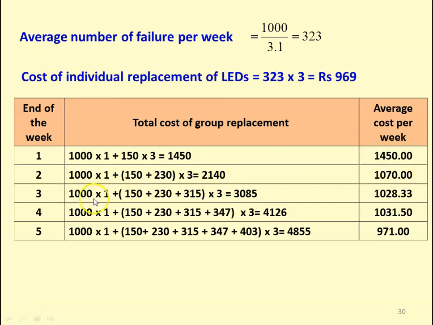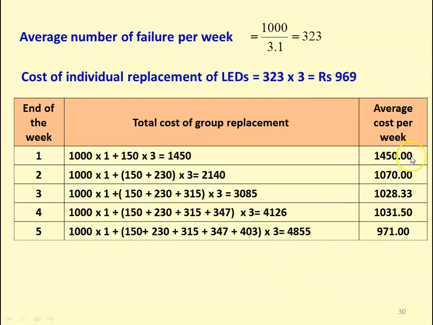And end of the third week, 1000 into 1 plus 150 plus 230 plus 315 into 3 equal to rupees 3085 divided by 3 equal to 1028.33. End of the fourth week, 1000 into 1 plus 150 plus 230 plus 315 plus 347 into 3 equal to 4126 divided by 4 equal to 1031.50. And end of the fifth week, 1000 into 1 plus 150 plus 230 plus 315 plus 347 plus 403 into 3 equal to 4855 divided by 5 equal to 971.